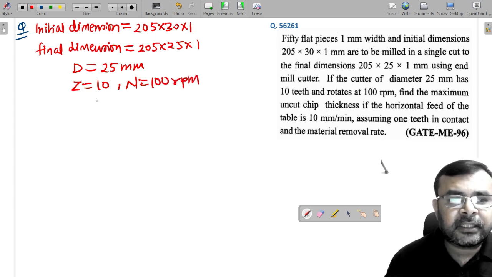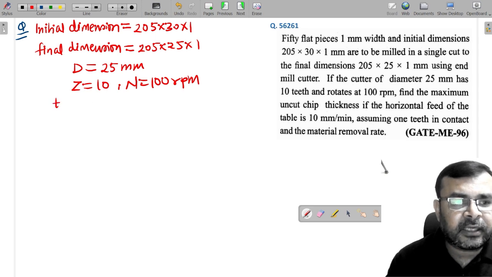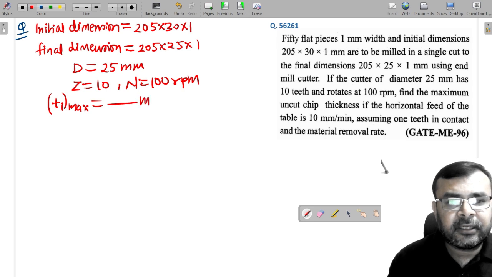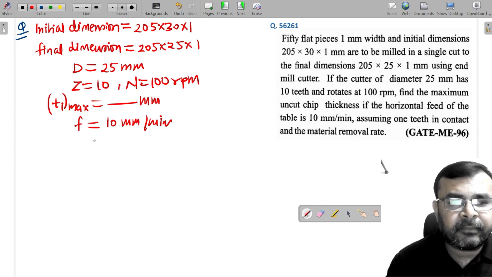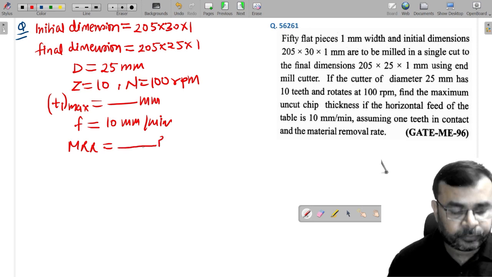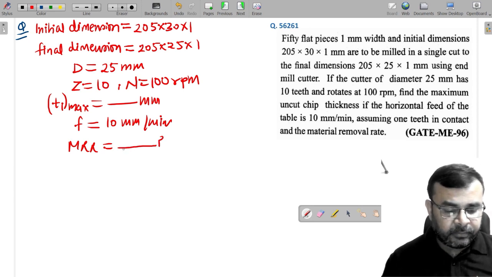Find the maximum uncut chip thickness. First we need to calculate t1 max, the uncut chip thickness in millimeter. The horizontal table feed F is given as 10 millimeter per minute. Then assuming one tooth in contact, the MRR, material removal rate, will be found. So let's see how to solve this question.